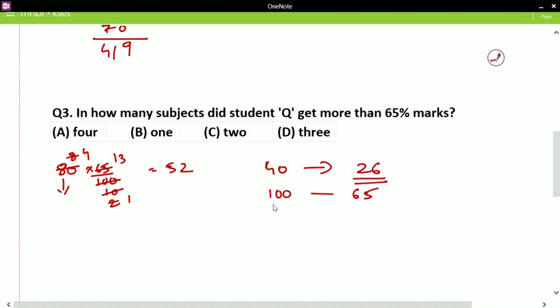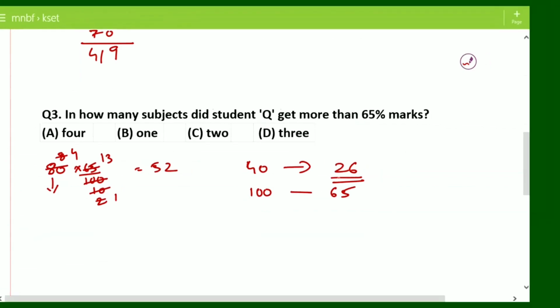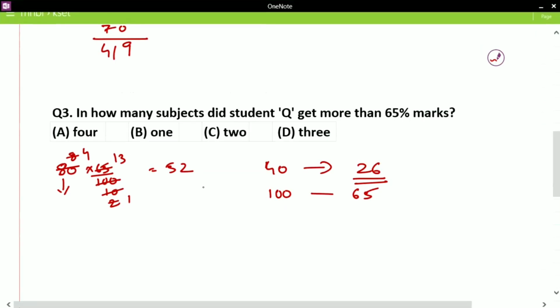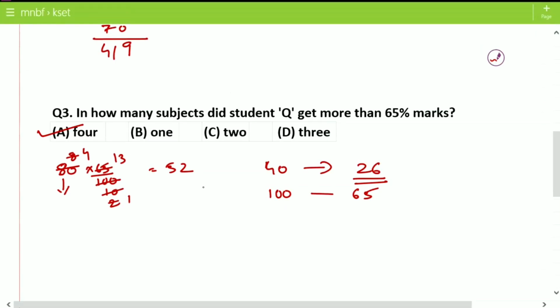Then in case of 40 marks he should get more than 26, so yes, it is also more than 26, and this is also more than 26. So in how many subjects has he scored more than 65%? 1, 2, 3, 4. So it is going to be option number A, 4 subjects.